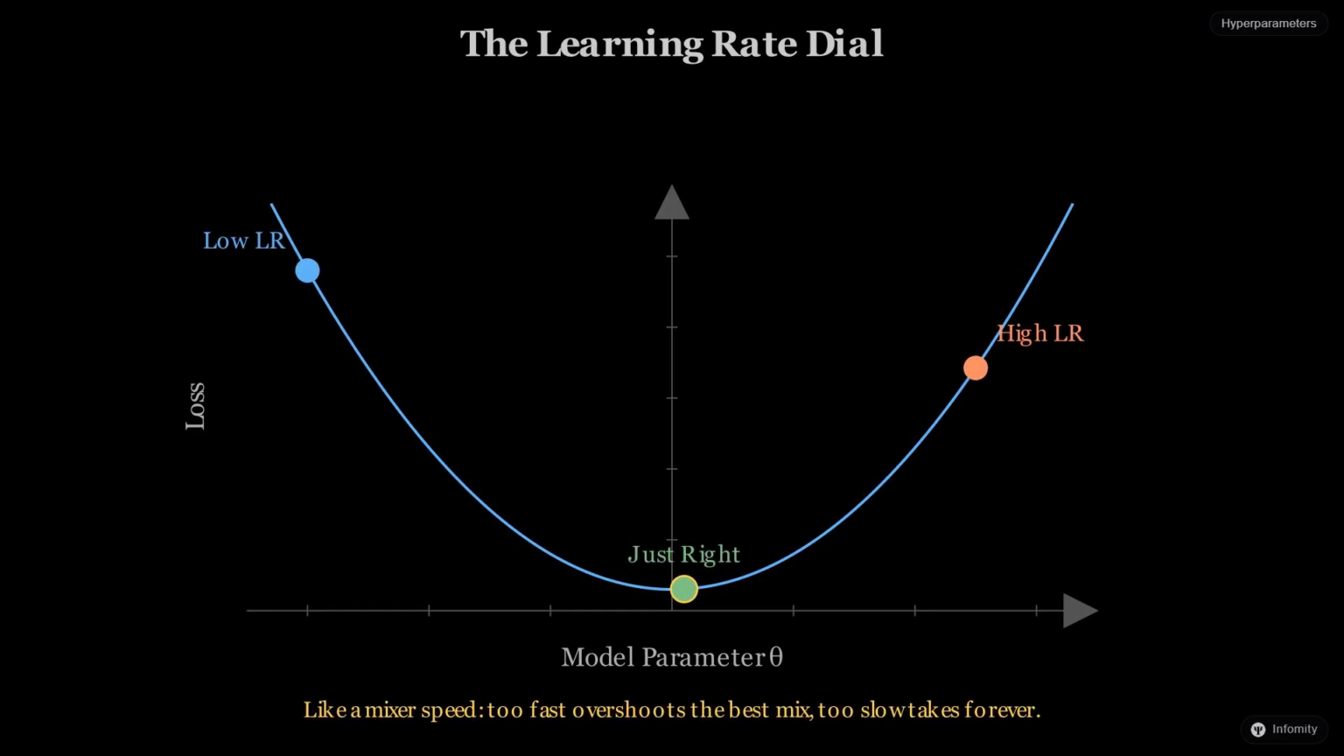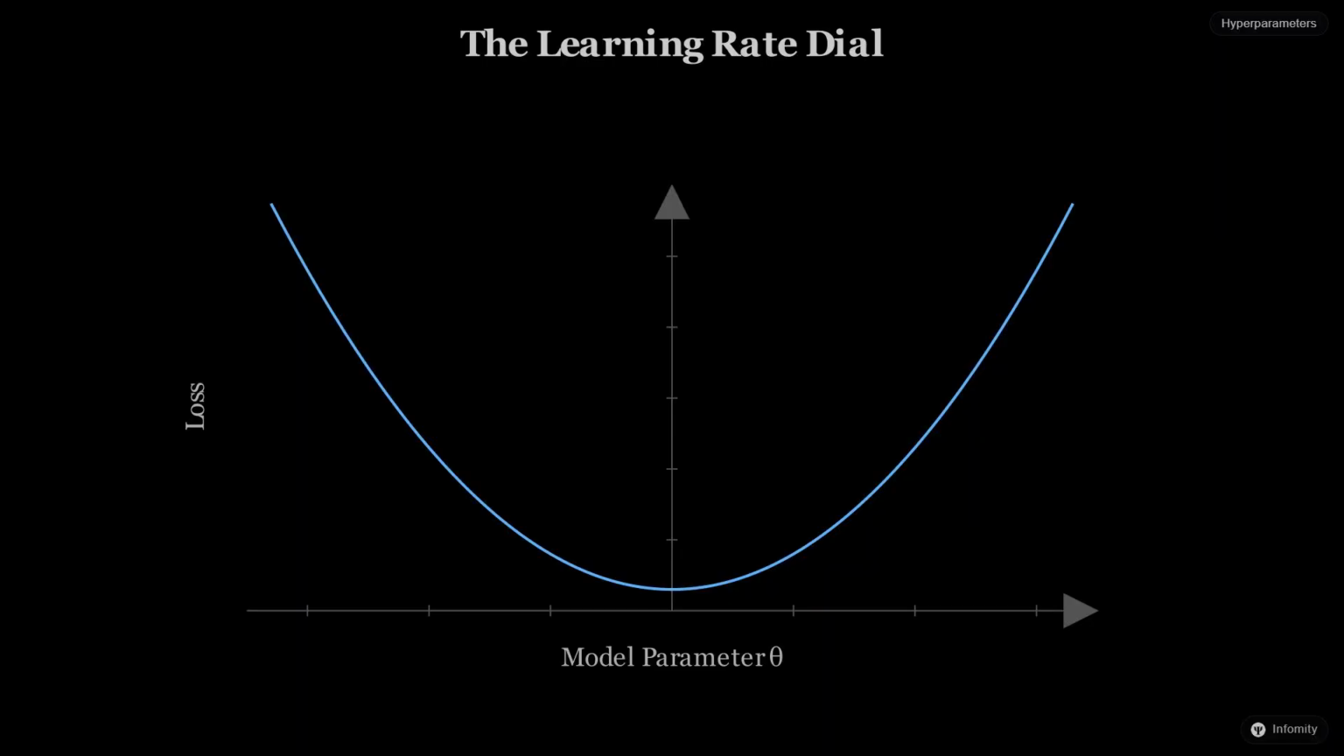If you set the speed too high, you will splash batter all over the kitchen walls. This is like a high learning rate that overshoots the best solution. But if you set it too low, you will be mixing for hours without ever reaching a smooth consistency. Finding that middle ground is essential for the model to converge efficiently toward the perfect result.